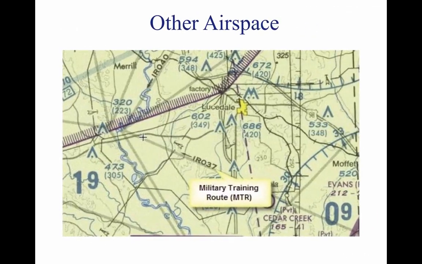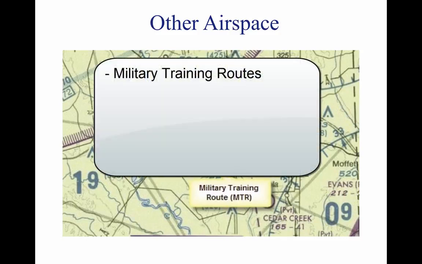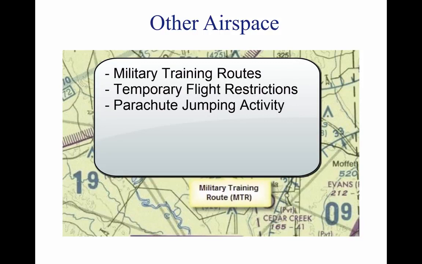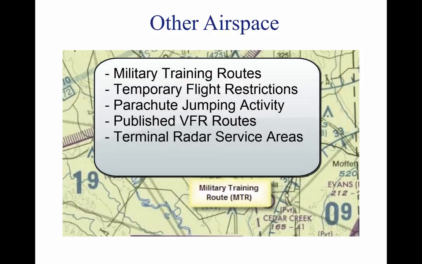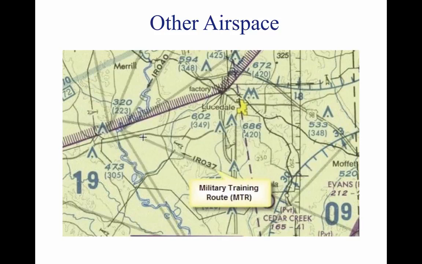Other airspace refers to the majority of the remaining airspace. These other airspaces include military training routes, temporary flight restrictions, parachute jump aircraft operations for frequent skydiving activity, published VFR routes, terminal radar service areas, and national security areas. Military training routes, pictured above, are routes established typically below 10,000 feet but above 1,500 feet above ground level and at speeds in excess of 250 knots.